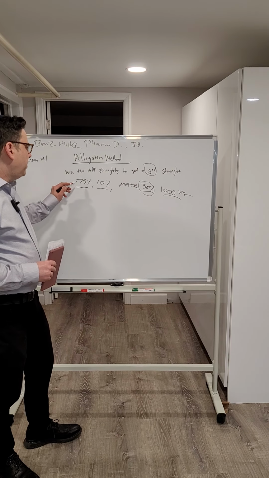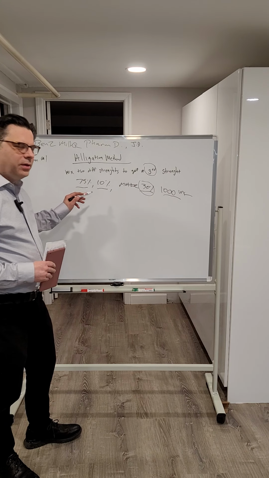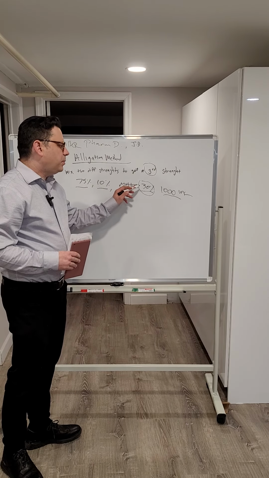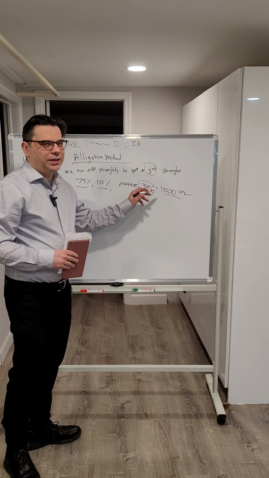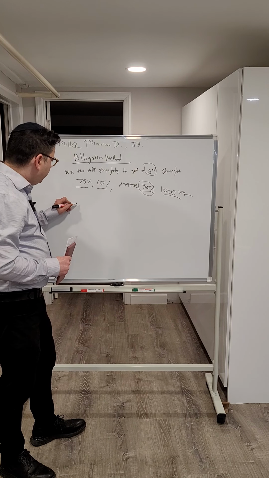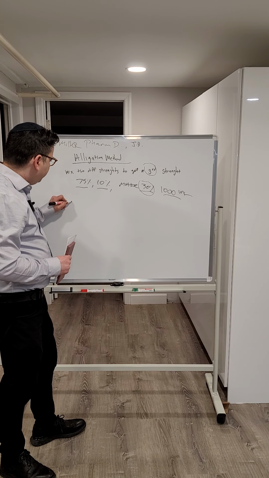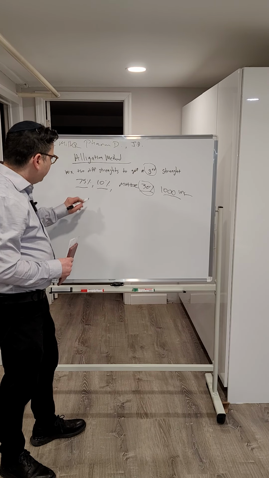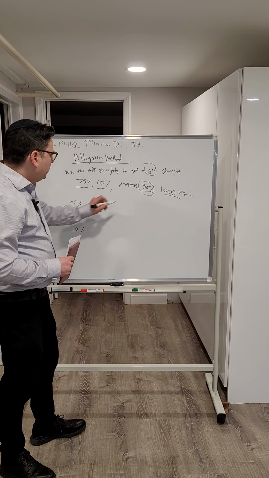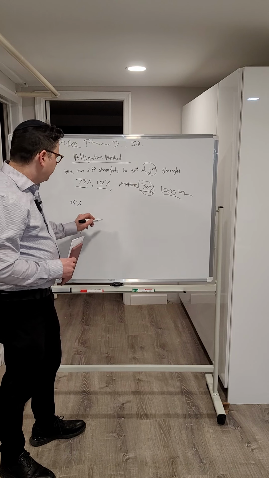Question one is we have a 75% stock solution of alcohol. We have a 10% stock solution of alcohol, and we want to make 30%, 1,000 ml, 1 liter of 30%. So in this alligation method, we're going to do the higher number on top. So here that's 75%. The lower number is going to be on the bottom. That's 10%. And what we want to make, the 30%, goes in the middle.